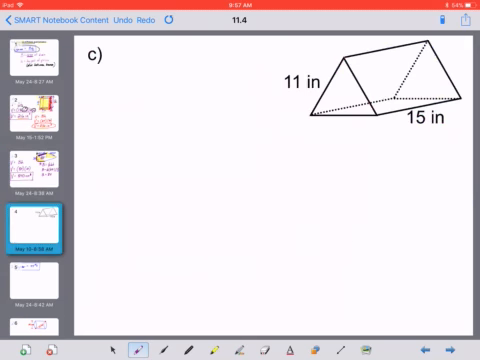I think we're going to skip this problem right here, guys. That was one I did with my other geometry class. Okay, I'm going to stop the video right there, and we'll come back and finish the rest of this up in just a minute.